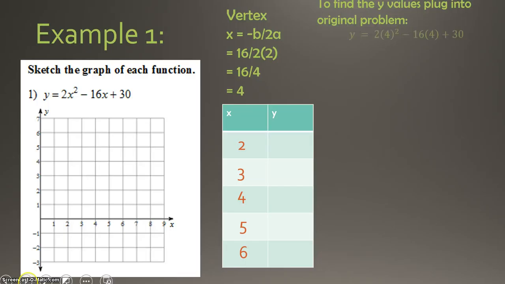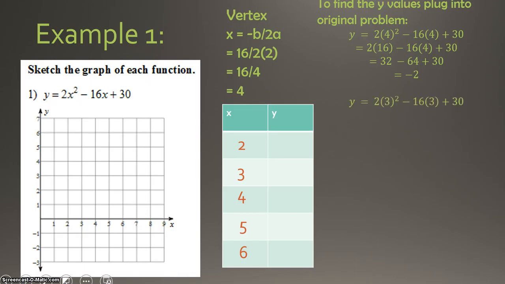So if I plug in 4, the vertex first, remember, when I start to simplify this, I need to make sure I do 4 squared before I do 2 times 4. So I have 2 times 16 minus 16 times 4 plus 30. You have to watch your order of operations here. If you have a calculator that can insert the whole thing at one time, you're more than welcome to do that as well. So then, as I simplify this, I get 32 minus 64 plus 30, which is negative 2.